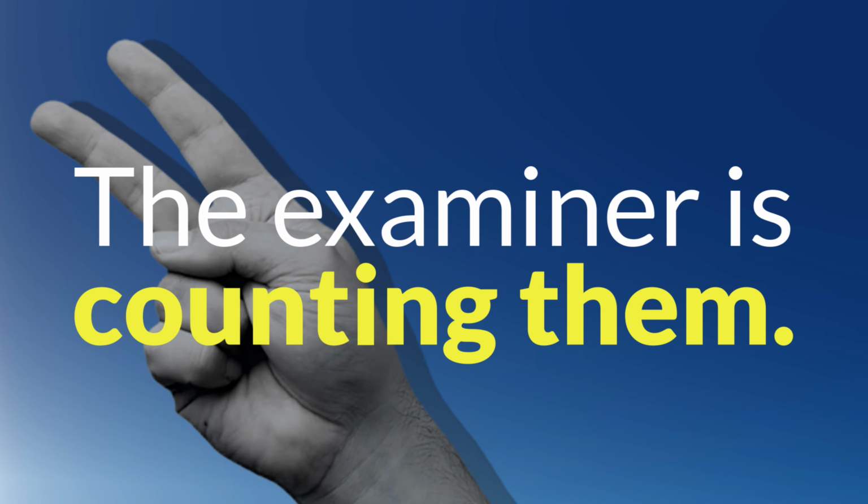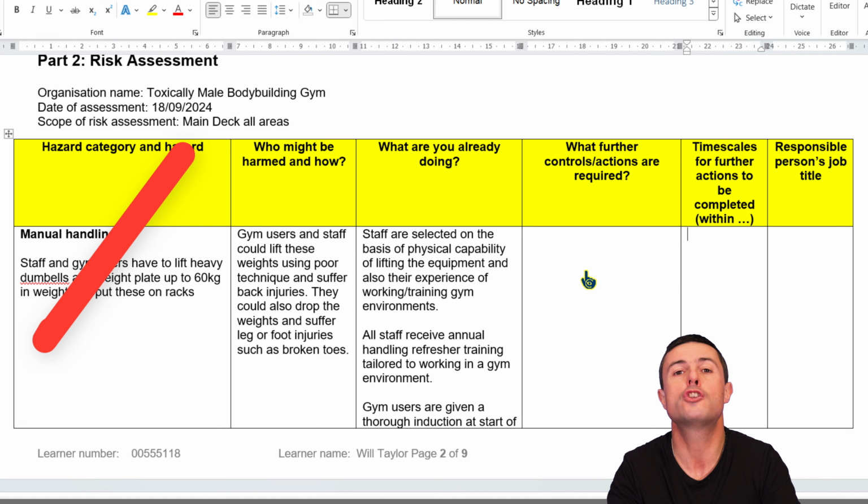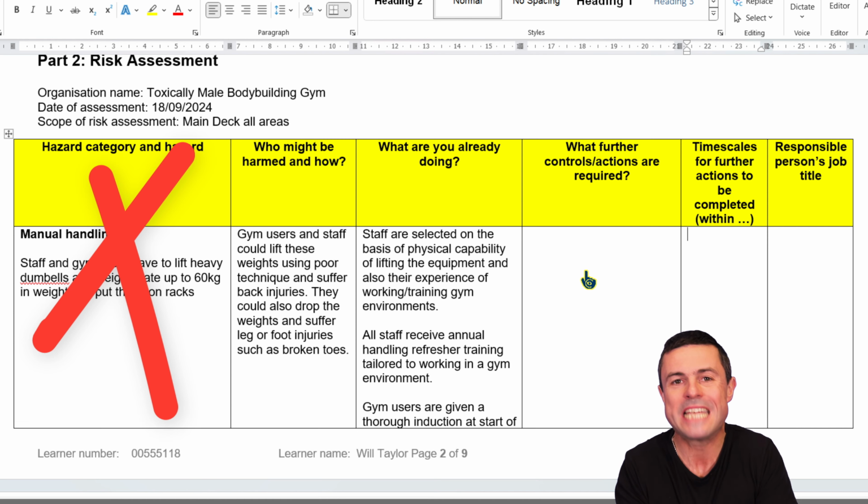Now, if there are any issues with one of the hazards or one of the rows, let's say you've got a hazard where you just haven't got enough controls, or you're missing a timescale or something like that, that means that particular hazard, because it hasn't been filled in properly, does not count towards the 10.